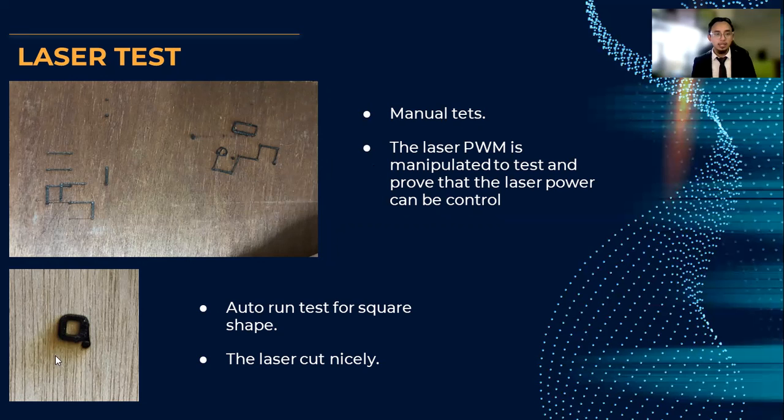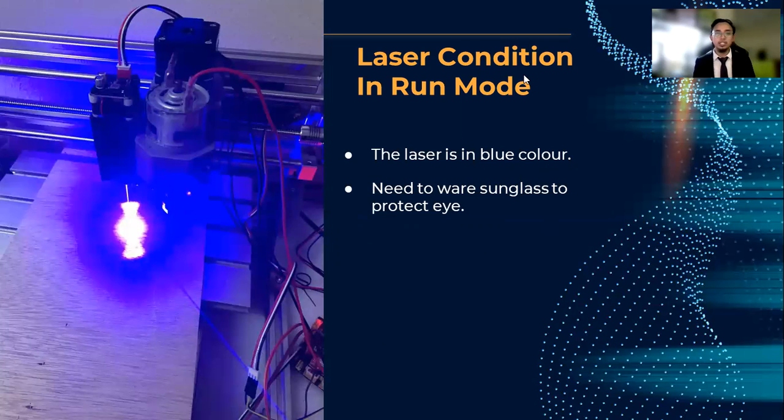So this is the test that I have run, using 100% of power, and the process runs automatically by using the software. I draw a square shape and then it runs the laser cut nicely. This is the result. Okay, this is the condition. When the laser is in run mode, the laser is blue color. Alright, so I need to wear sunglasses. Where is the sunglass? Okay. This is the sunglass that I need to wear as a safety precaution.